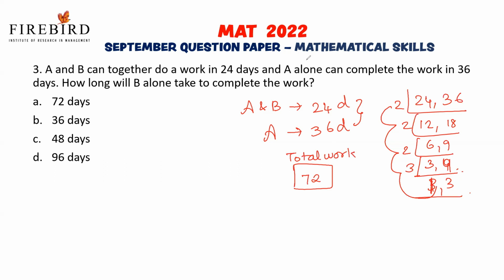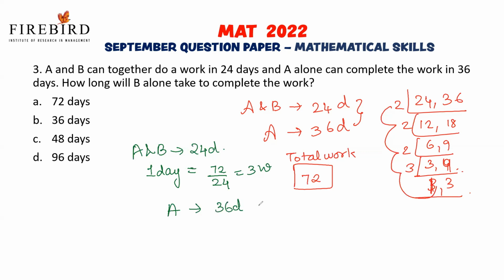Okay, if I give the total 72 work to A and B, they will complete the work in 24 days. So in one day, both A and B will complete 72 by 24 part of the work, that is 3 works. Together, they will complete 3 work in a day. In case of A, if I give 72 works to A, he will take 36 days to complete that work. In one day, A will complete 72 by 36, 2 parts of the work.